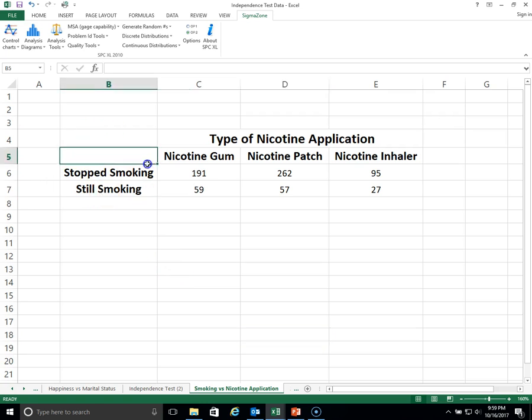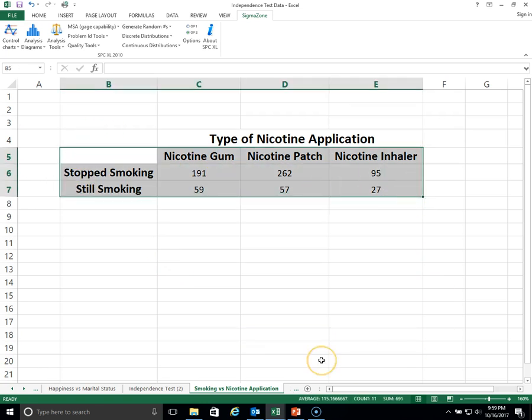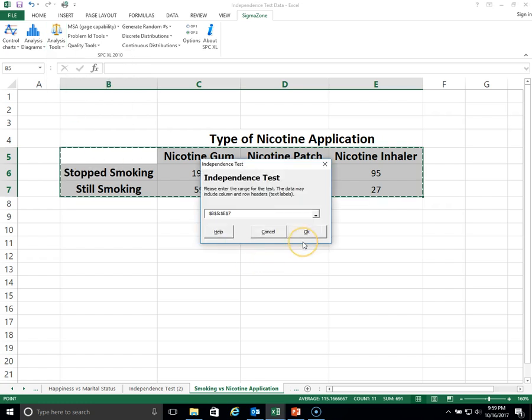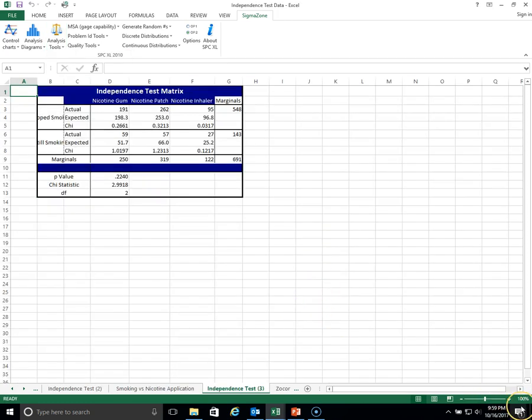So we highlight this data. We don't have the subtotals here. Of course, the independence test will calculate that. This is so easy. The hard part is getting the data. Once you've got the data set up like this, it's very easy. You just go to the independence test and out comes the matrix again.